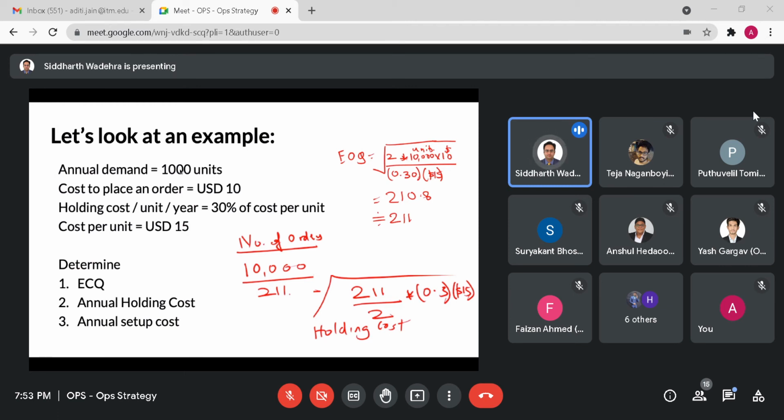If you work through these numbers, you will find the total cost works out to be $948 and some decimal number. So that's the number you guys should be getting. Don't worry so much about the calculations. Just think about it from the concept of applying the formula to understand what the ECQ is, what the number of orders is, and what the holding cost is.